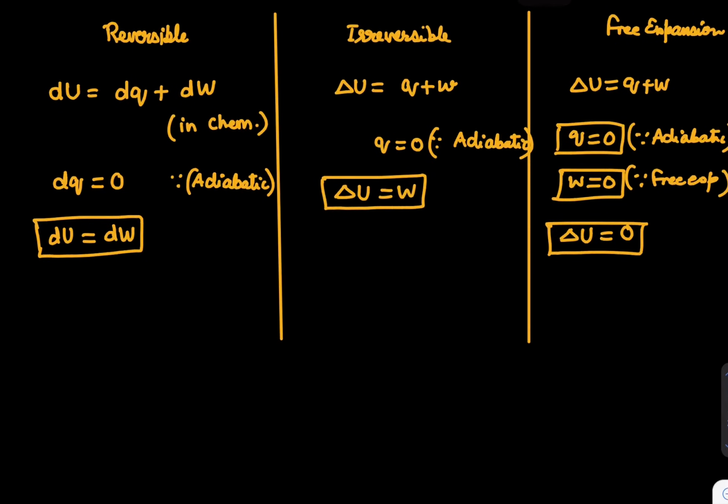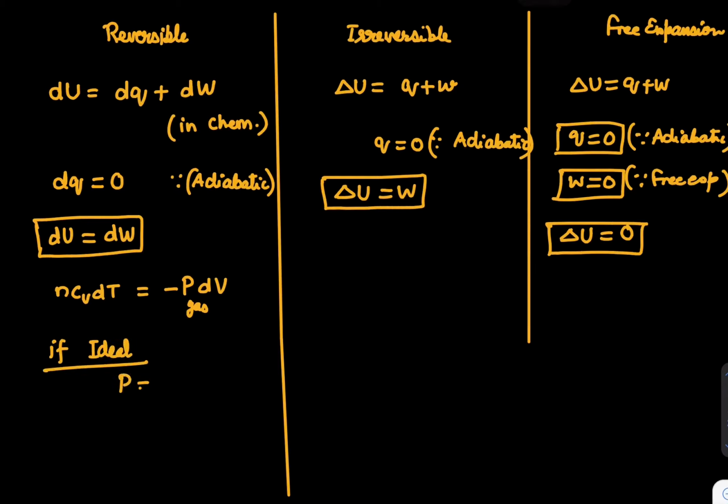Now come to the treatment of this part. dU can be written as n Cv dT if it is n moles, and if it is just 1 mole, you can say Cv dT. And what is dw? dw is written as minus P external dV. As we know, in the reversible case, P external will match the pressure of the gas at each and every moment. So I can say minus P gas dV. If it is an ideal gas, P is equal to nRT by V, and we can use this result. So n Cv dT is equal to minus nRT dV by V. I hope you're getting this also.